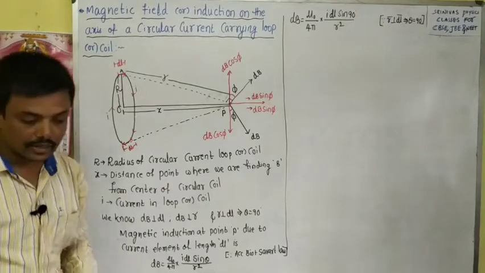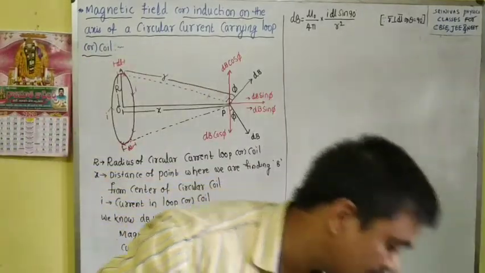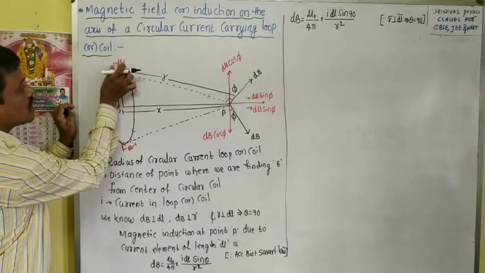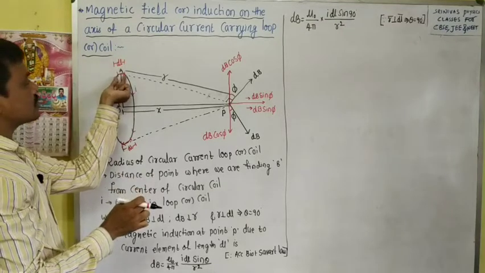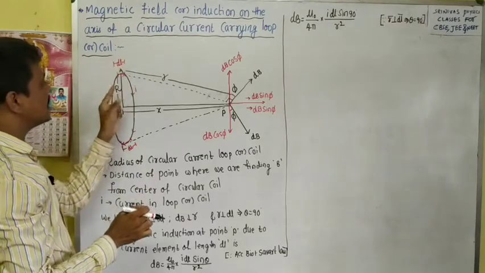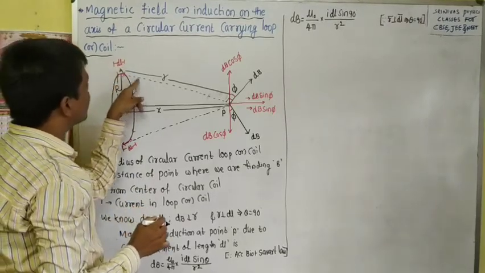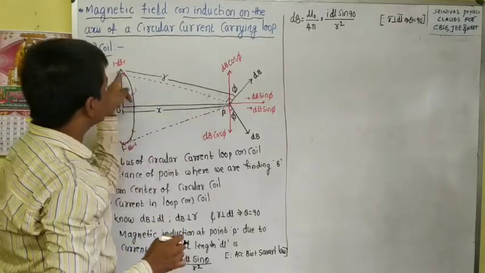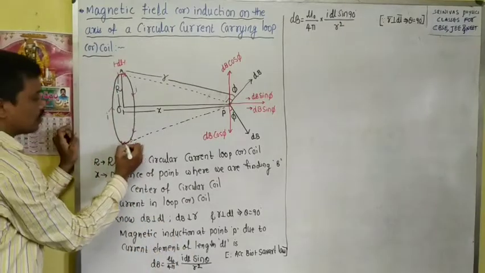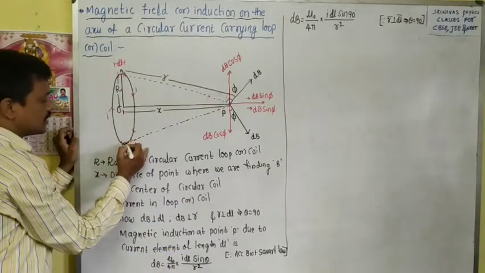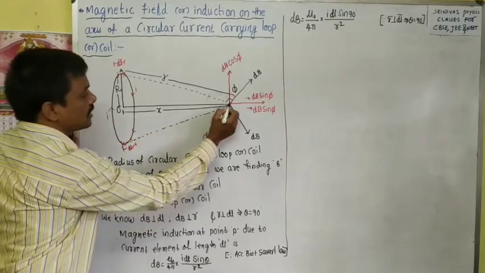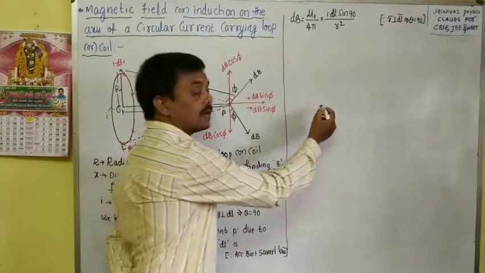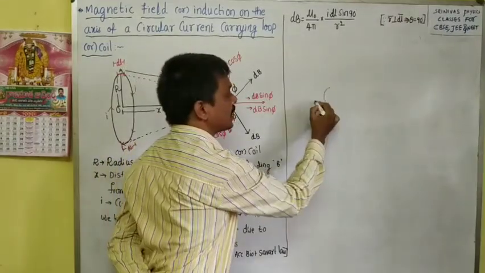To find out the magnetic induction at point P, we take a small element on the current carrying loop whose length is dl. From the element I am joining the point P, and its distance is r. At the bottom also I am taking one more element and joining it to the point P. This is in order to apply the Biot-Savart law on a current carrying loop.